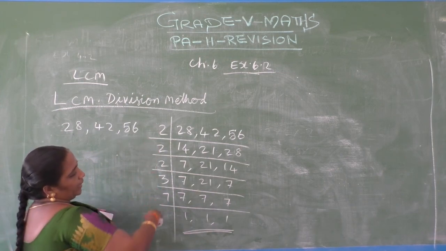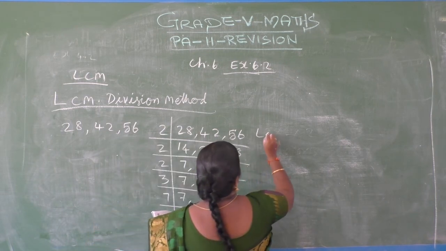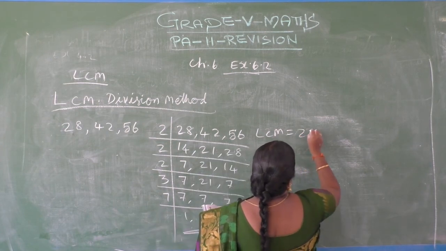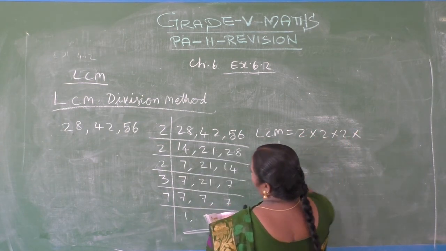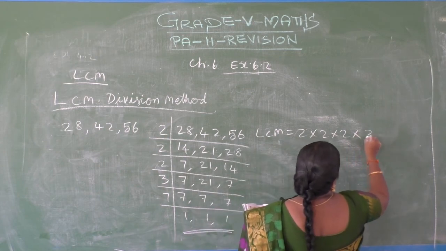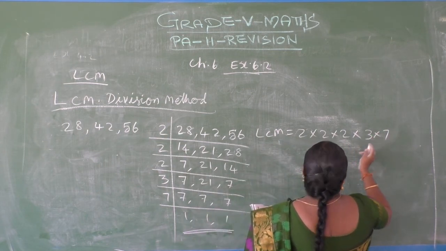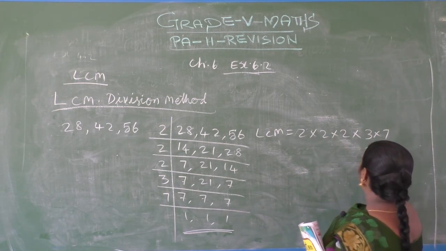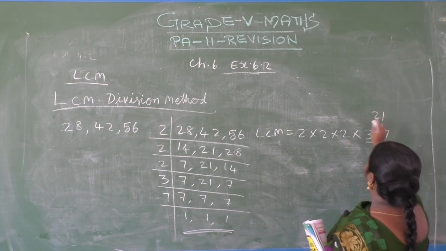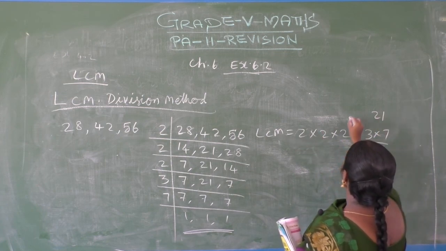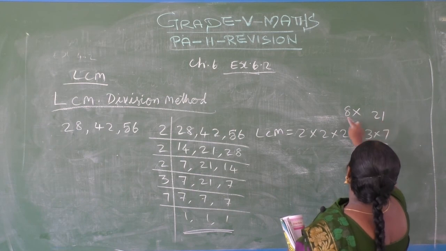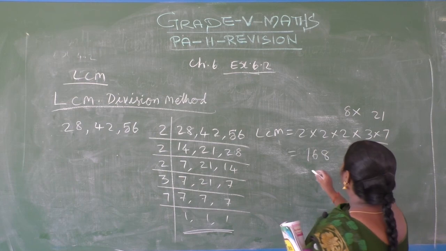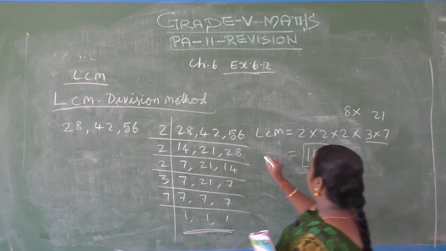Then you have to multiply these numbers to find the LCM. LCM equals 1 2 3. 3 2s are 2 into 2 into 2. Then 3 into 7. 3 into 7. But if you can't multiply fully like this, you can multiply small numbers as far as you can. Okay, see 3 7s are 21. Here 2 2s are 4, 4 2s are 8. So 8 into 21. 1 8 is 8. 2 8s are 16.